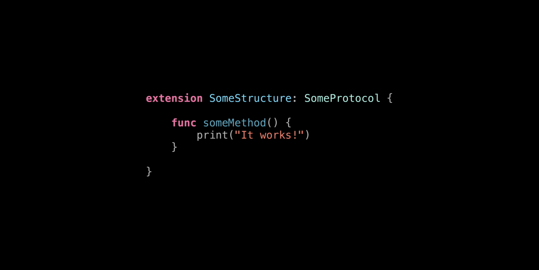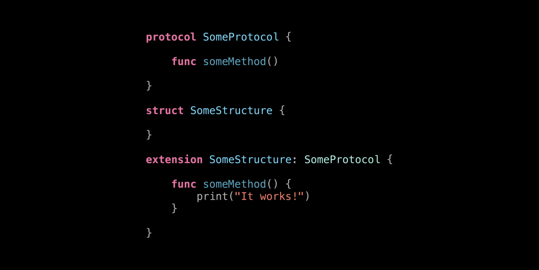This way you can clearly see which properties and methods come from the protocol. Of course, there are exceptions. For instance, you can't declare stored properties in type extensions. In the simplest case, I've got a protocol with only one method, and a structure that needs to conform to the protocol. Everything is really easy, so instead let's have a look at something more interesting.